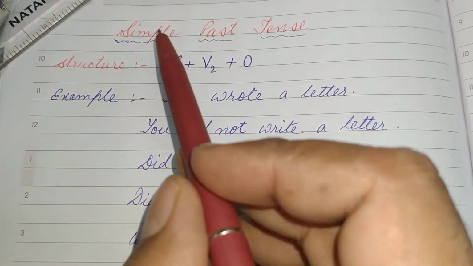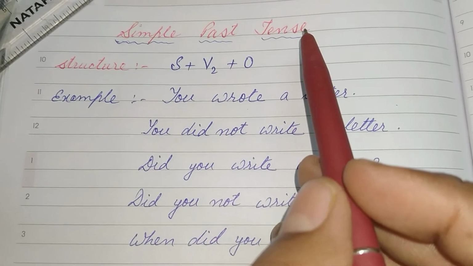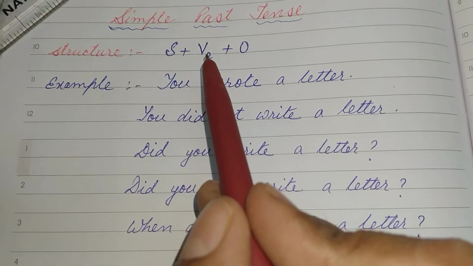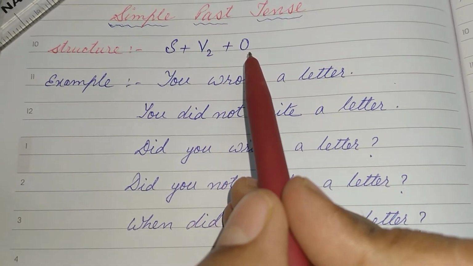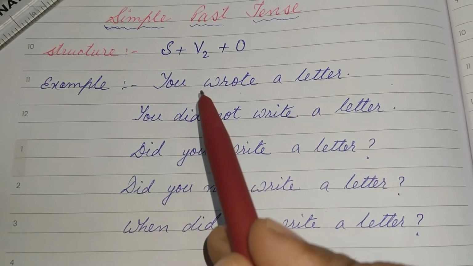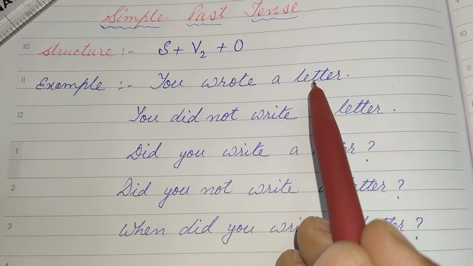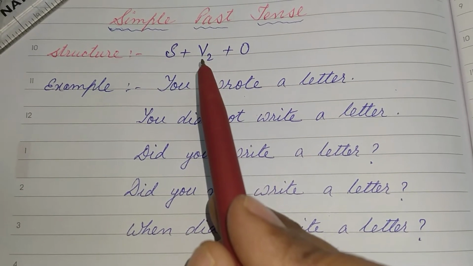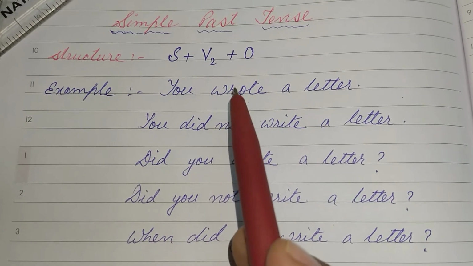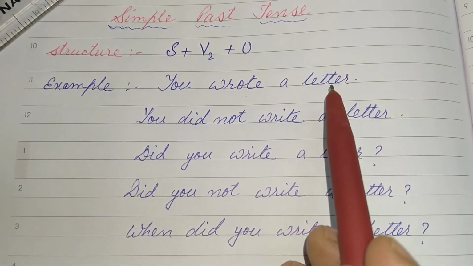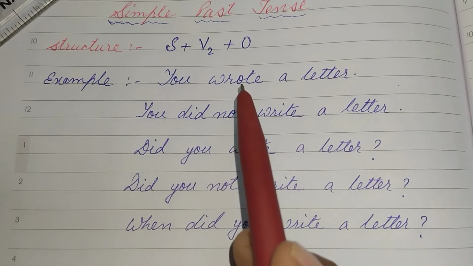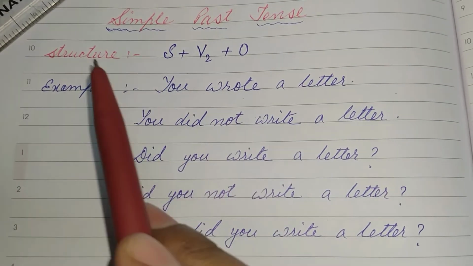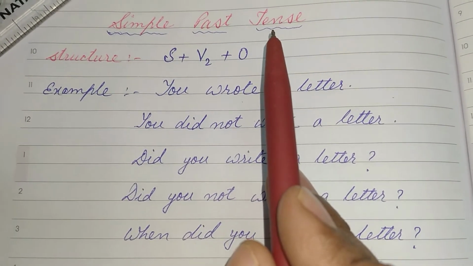Now let's see, in simple past tense, what will be the structure? First we use subject, then verb 2, and then object. Take this example. You wrote a letter. Here you is the subject, wrote is the verb 2 form of write, and a letter is the object. You wrote a letter. This verb 2 is only used in simple past tense.